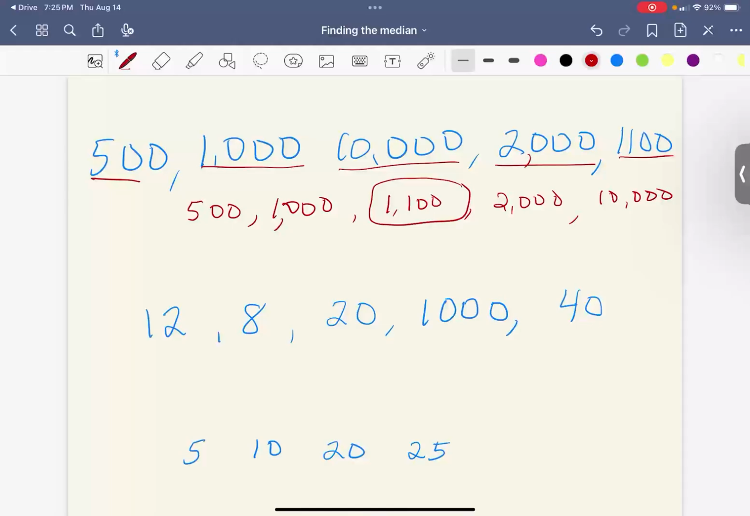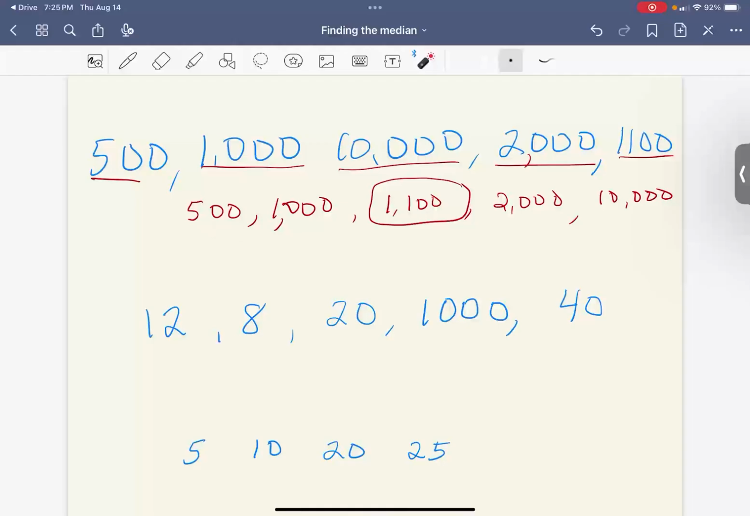One of the reasons that finding the median in a group of numbers is helpful is because it'll show you tendencies of a group of numbers. So let's say these numbers represent the amount of money people have in the bank. So we see here we have a very large number, which is 10,000. And then here we have 500.